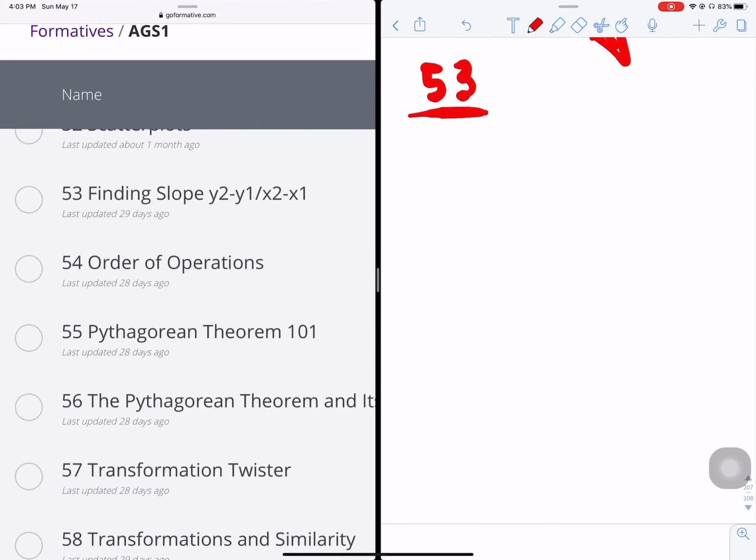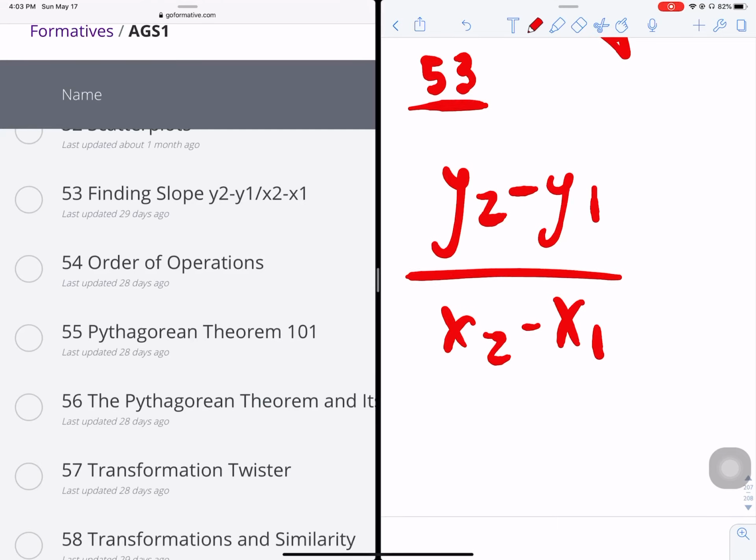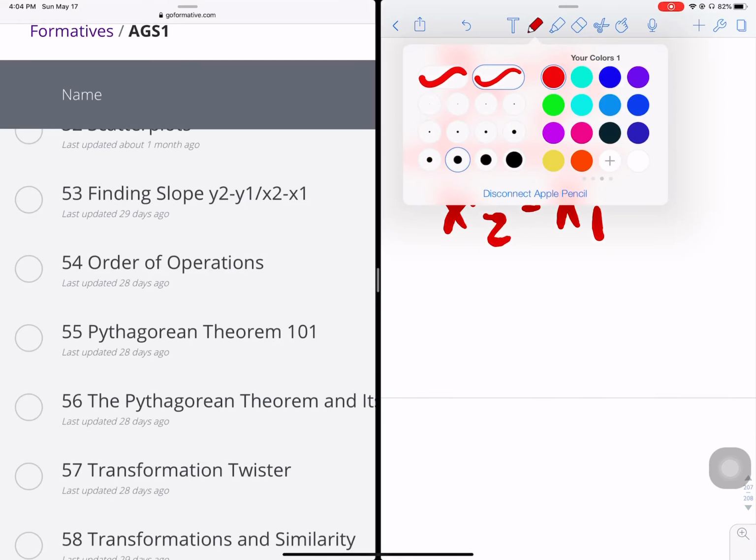And this is about this equation, y2 minus y1 over x2 minus x1. This is basically saying 2 coordinates on a graph can be plugged into an equation and you can find the slope of that line. So let me give you an example.